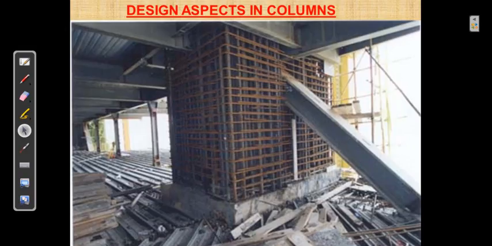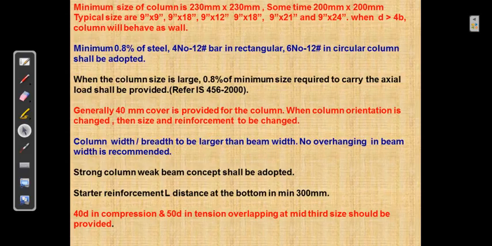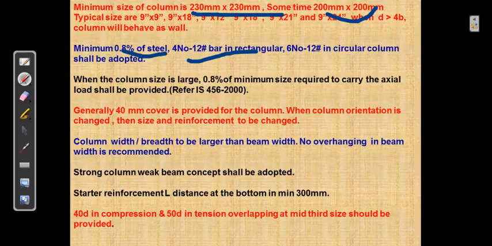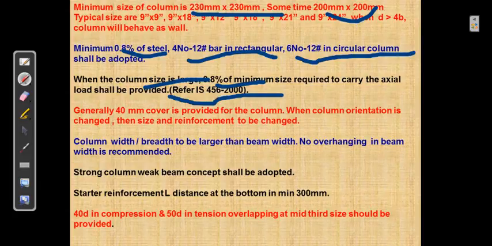See, the next one will be the column. Design aspects in column. So the minimum size of the column will be 230 mm by 230 mm. Sometimes it may be 200 mm by 200 mm. Okay, so minimum 0.8 percent of steel, 4 numbers of 12 mm in rectangular, and 6 numbers of 12 mm in circular column should be adopted. If the column size is large, 0.8 percent minimum is required to carry the axial load. It is in IS 456:2000.